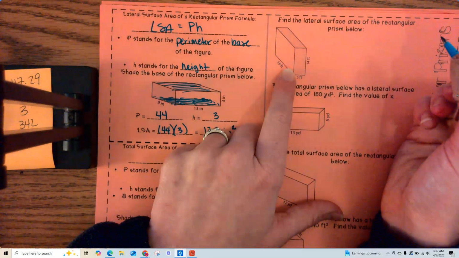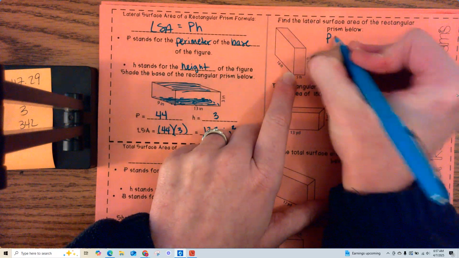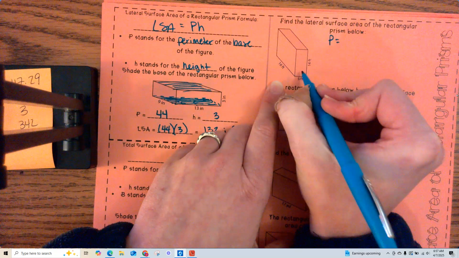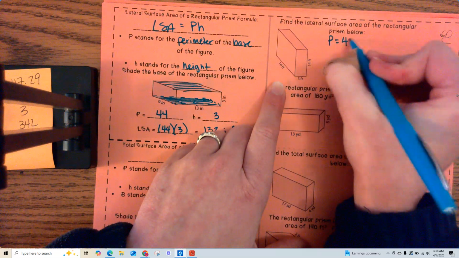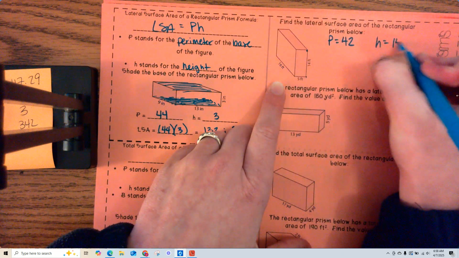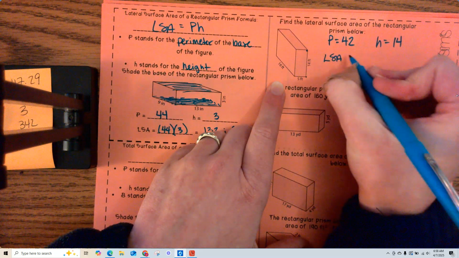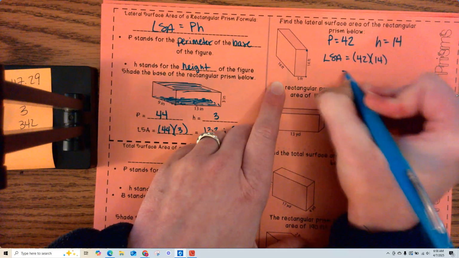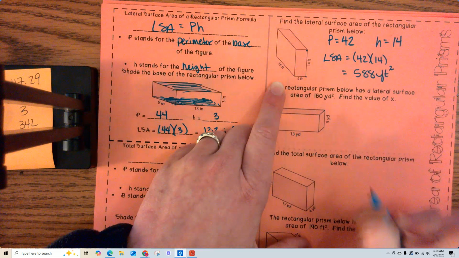All right. New one here. Find the lateral surface area. Again, if they don't tell us what the base is, we have to assume. So we're going to say the base is down here, the one it's sitting on. So the perimeter is going to be 16 plus 16 plus 5 plus 5, which is going to give us 42. And then the height from base to base is going to be 14. So for lateral surface area, we would do 42 times 14, which would give us 588 feet squared.